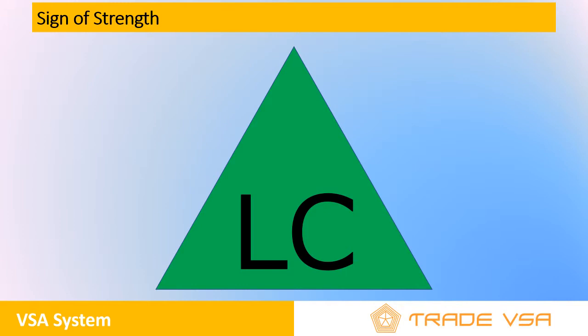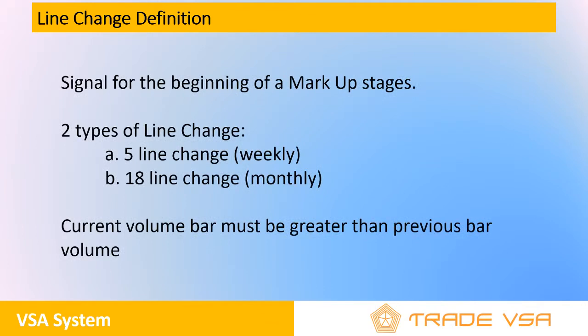For today, this section and tutorial are going to explain what is line change, 5-day line change and 18-day line change. This is one of the signs of strength or hidden potential buying signal from the TradeVSA chart. The definition of line change is that it's the beginning of the markup stage, which means stage 2, and it's divided into two different types of line change.